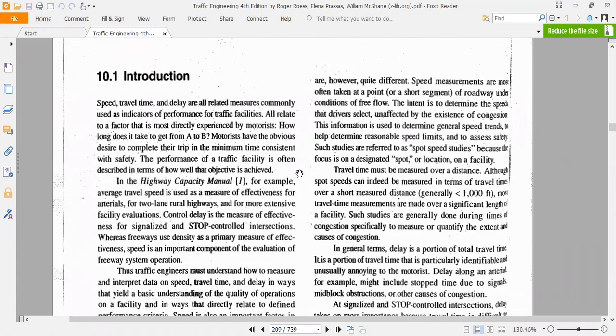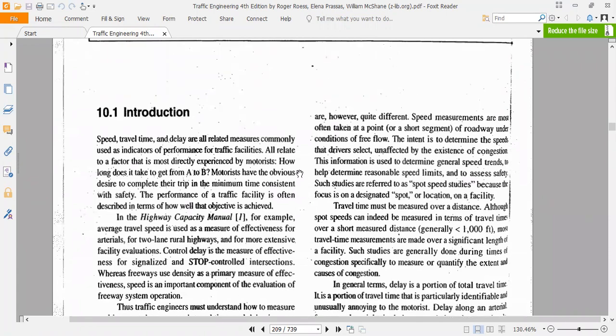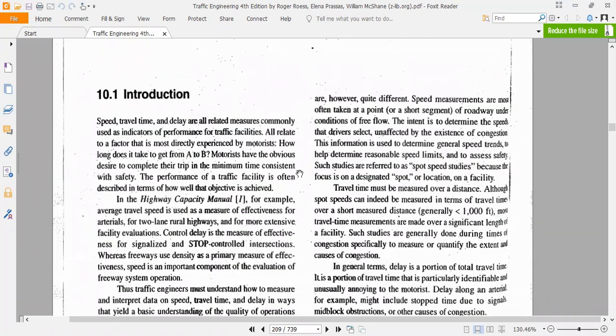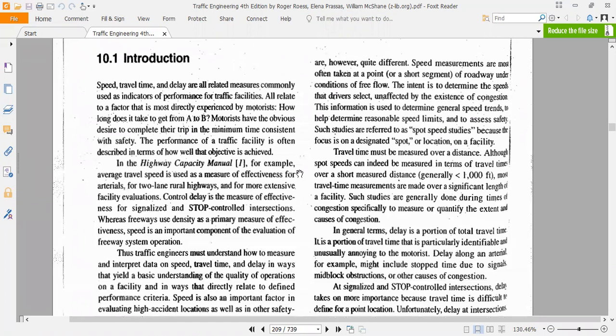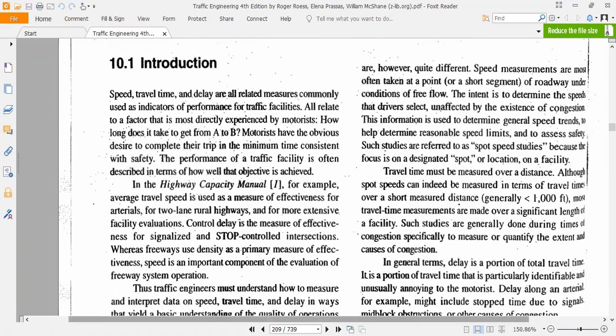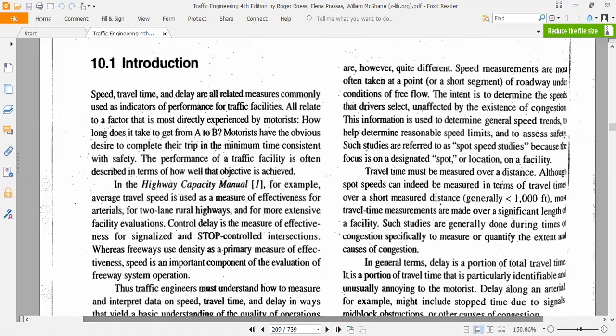So, talking about the title of this lecture, speed, travel time, and delay study. These three things are interdependent. They depend on each other. So I will read a little bit from this book and then I will cover it for you guys.